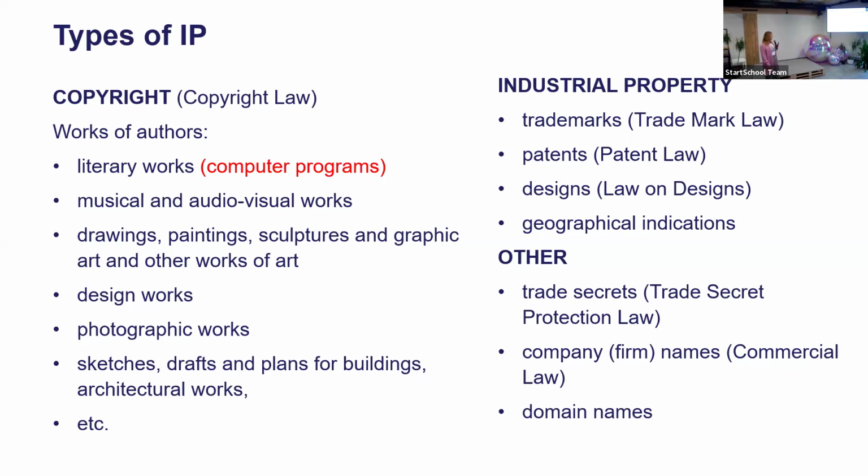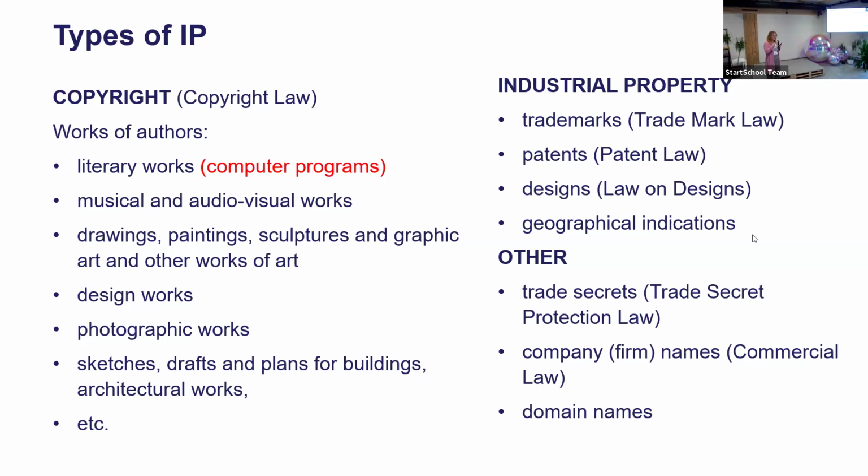But the main difference between copyright and industrial property is that copyright is protected since the very moment the work has been created. You don't need to register it. Contrary to that, industrial property, for example trademarks, patents, designs, are usually subject to registration. So if you want to have a protected patent, you have to register it with the patent office. And then we have trade secrets. We will cover those a bit later.